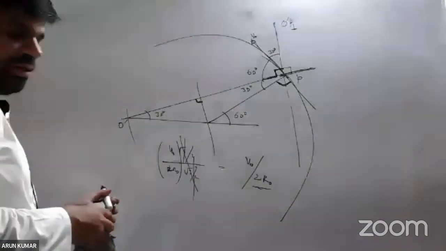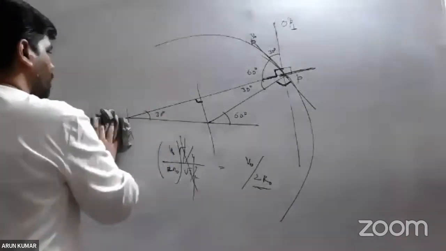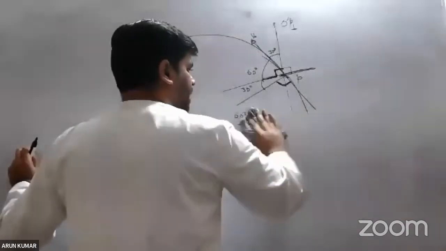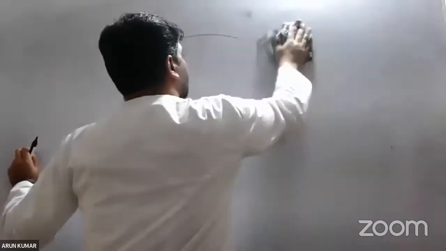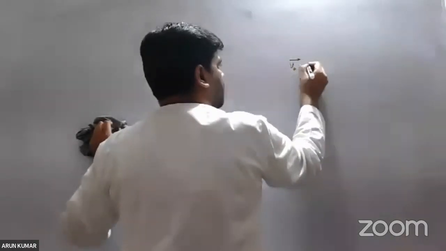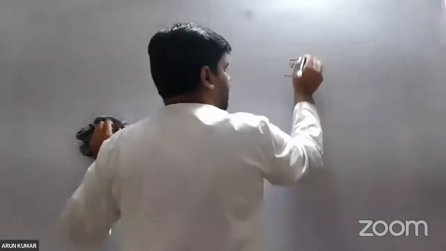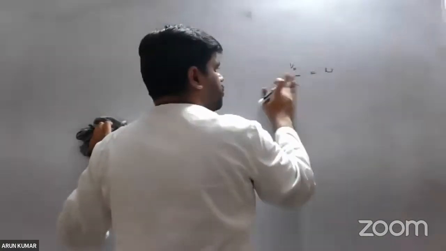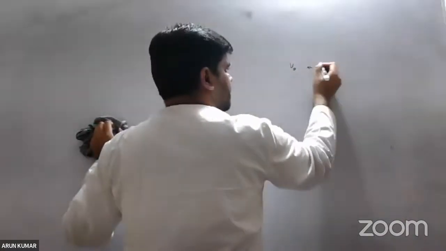Now let's understand one thing. ఇప్పుడు చూడండి, I told you omega is the axial vector, right? And I got V by R is equal to omega. Right? So V is equal to R omega or omega times R.